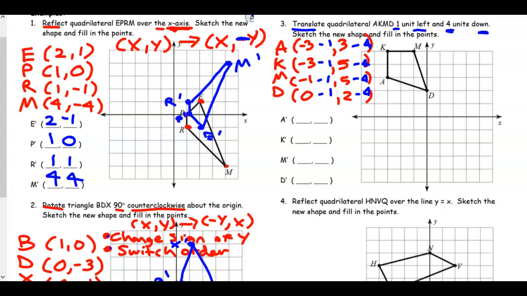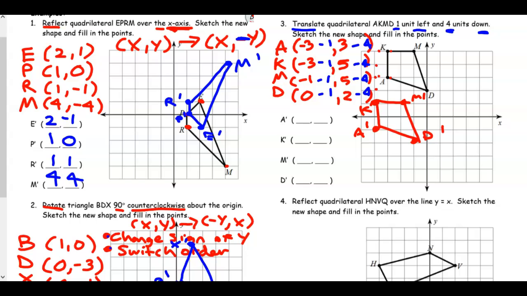Now that's one way to do it. You can do all that math. You know what's easier to do? Just count left and down, right? Tell me if this is easier. Starting at K. 1 left, 1, 2, 3, 4 down. That's my new K. Isn't that easier? Same thing with A. 1 left, 1, 2, 3, 4 down. A prime. 1 left, 1, 2, 3, 4 down. That's my M prime. 1, 1, 2, 3, 4. That's my D prime. So isn't that the same thing? Shifted 1 left, 4 down. So you can do it with math, the arithmetic, or you can just shift it on the graph.